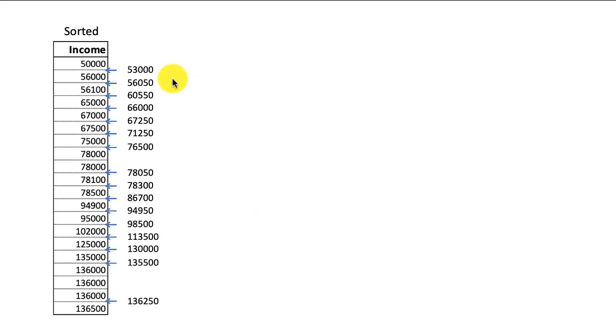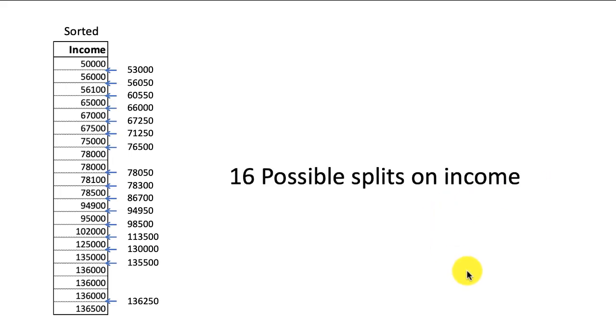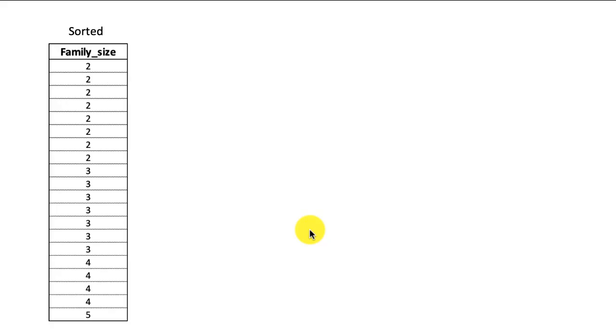Okay, so that represents all the possible splits that we need to consider on income alone, right? Which means that we have 16 possible splits on the income dimension. Similarly, if you consider the family size, there are not that many splits possible, because the only values for family size are 2, 3, 4, and 5, right? So we could have a split between 2 and 3 at 2.5, between 3 and 4 at 3.5, and between 4 and 5 at 4.5. So there are only 3 possible splits to consider on family size.